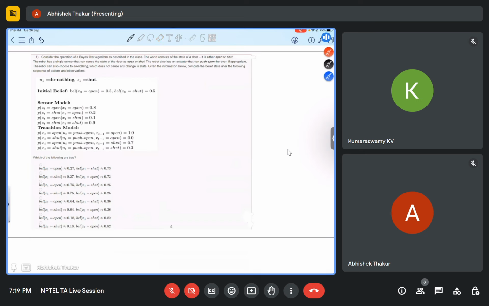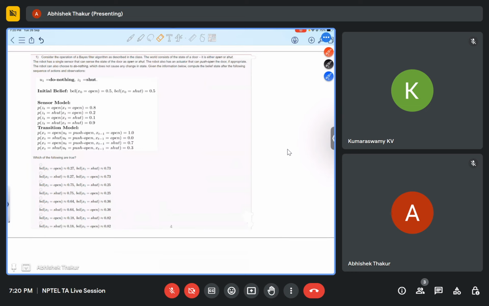And again, zt is closed given that xt is open is 0.2, and zt is open given xt is shut is 0.1, and zt is shut given that xt is equal to shut is 0.9. So these are the sensor model given. Now coming to the transition model.